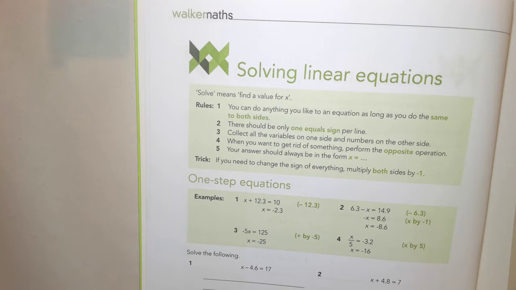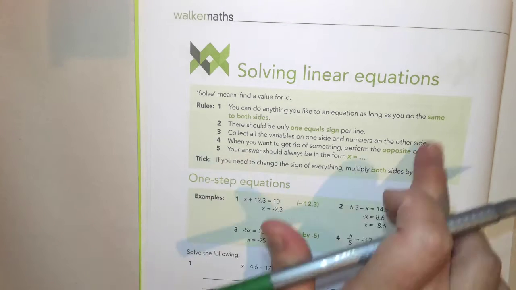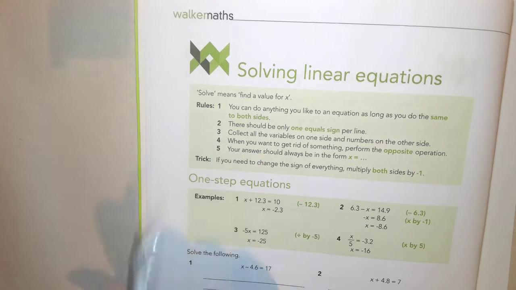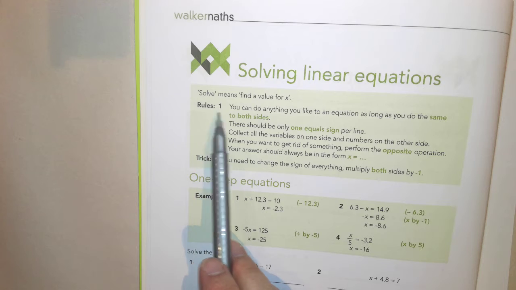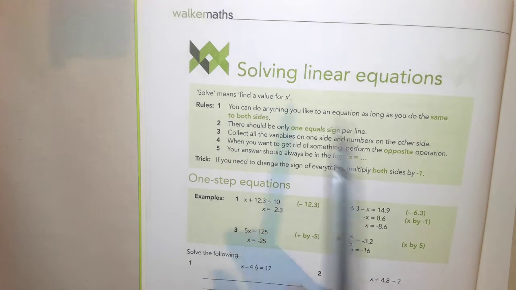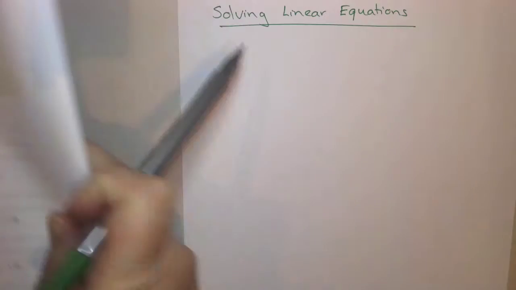Let's look at how we solve linear equations. The first thing we want to do is have a look at these rules to make sure that you understand these different rules. Rule number 1 says you can do anything you like to an equation as long as you do the same to both sides. What does that mean?